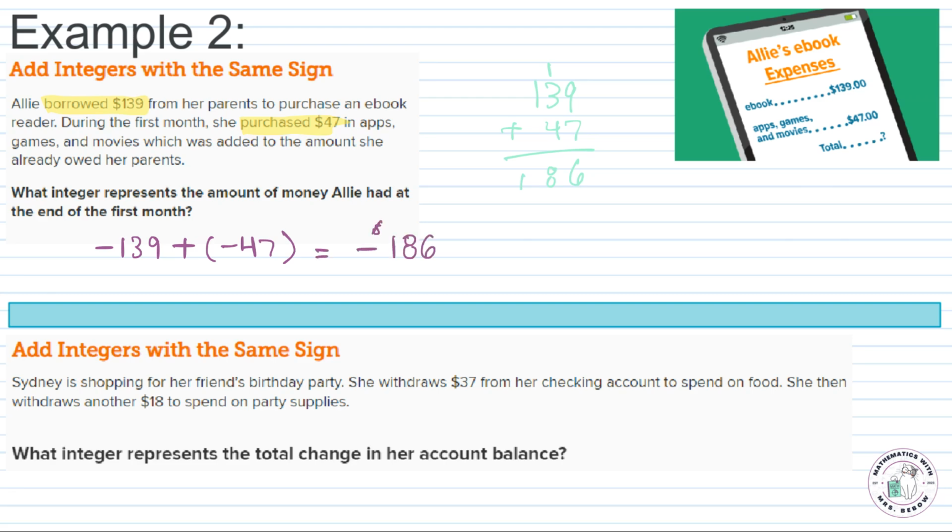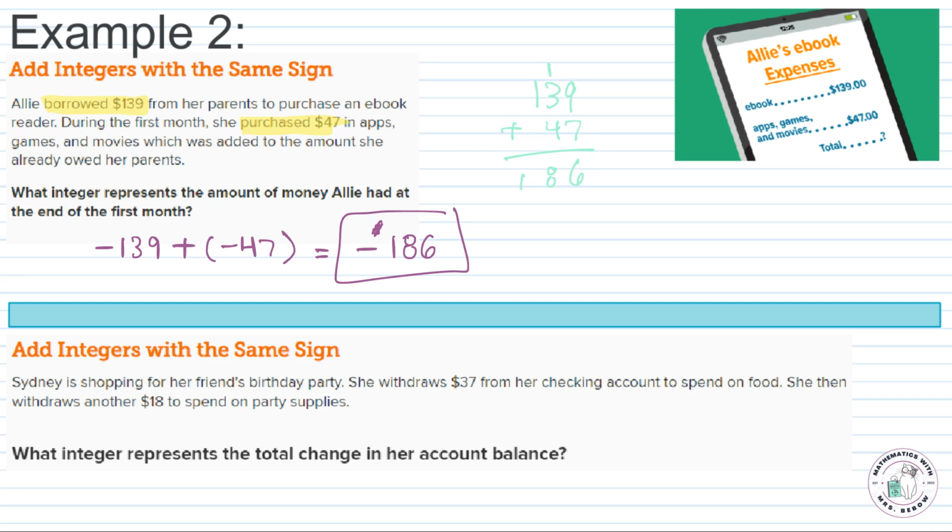And then some students will add their dollar sign. It's totally up to you. Technically, when it says what integer represents that amount of money, you don't need the label, but I always like to encourage my students to include labels when a program allows you to type it in, or even on our practice, I tell students to write their label, because it's a good habit to get into when you have these story problems, right? So I would just add the dollar sign to be safe. So negative $186. So the second problem is going to be very similar.